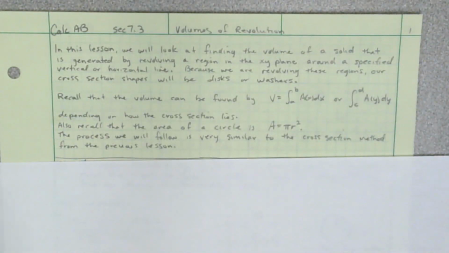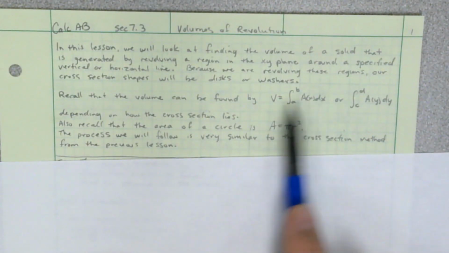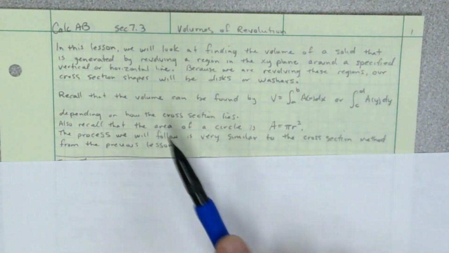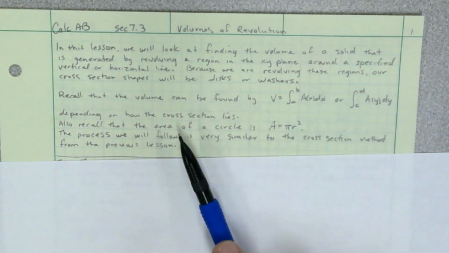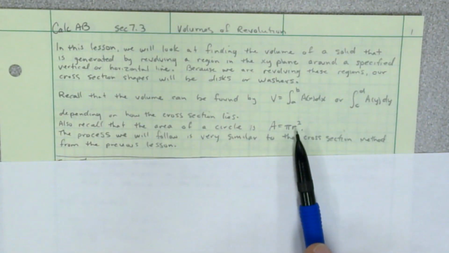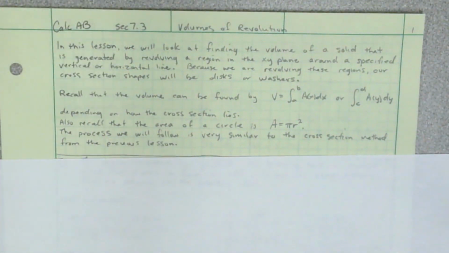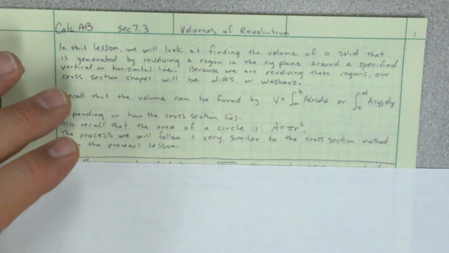Recall that the volume can be found by the area of the cross-sectional face times dx, integrating that as a dx or a dy, depending on how the cross-section lies. Also recall that the area of a circle is pi r squared, r being the radius of the circle. The process we follow is very similar to the cross-sections methods that we used in the previous lesson. So let's take a look at an example and walk you through it.